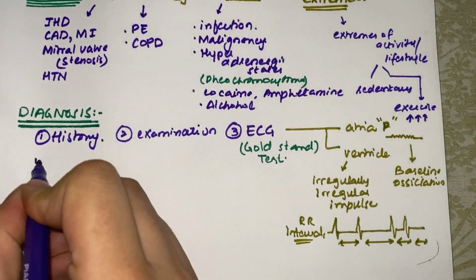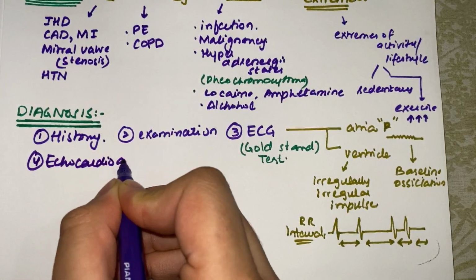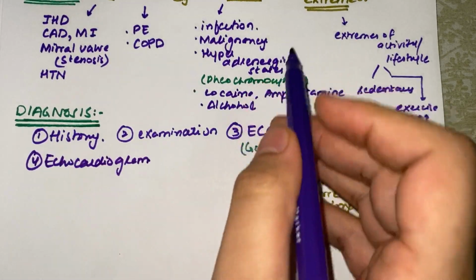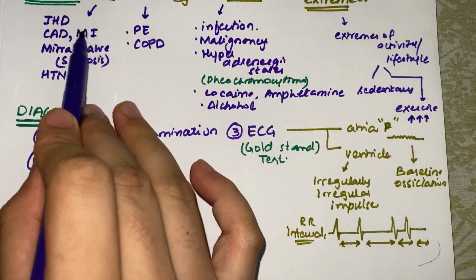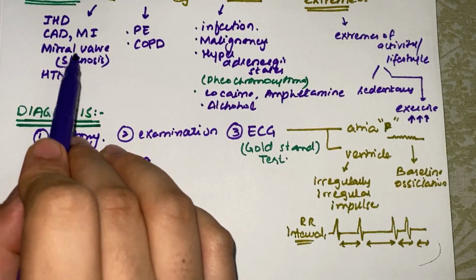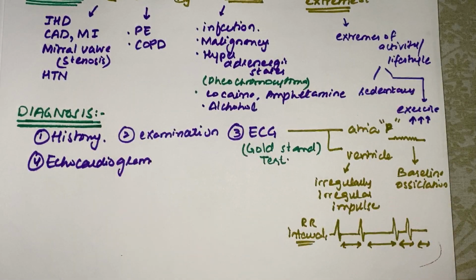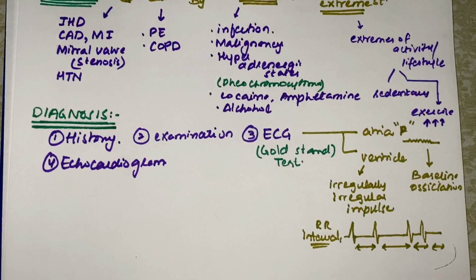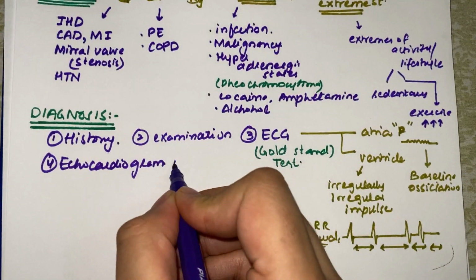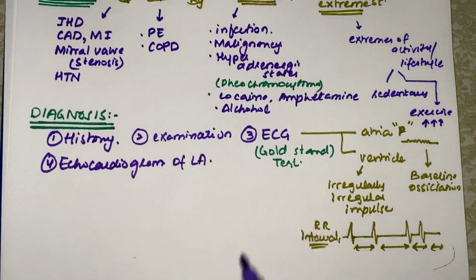The fourth test which we will undergo is echocardiogram. Why are we undergoing this echocardiogram? Because we know one of its causes is structural heart disease or mitral valve stenosis. So to rule out whether this atrial fibrillation is because of mitral valve stenosis or any problem on the mitral valve, we go for echocardiogram. In echocardiogram of the left atrium, we can identify this problem.